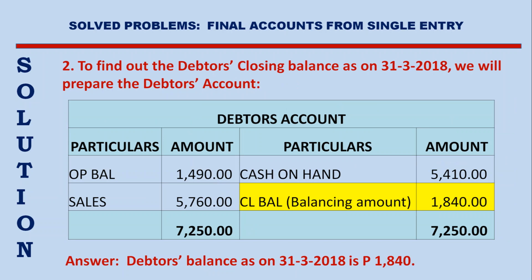particulars amount. On the debit side, opening balance 1490, sales 5760, total debtors 7250. On the credit side, cash on hand, cash received from debtors 5410, closing balance, balancing amount 1840 is the closing balance of debtors as on 31st March 2018.